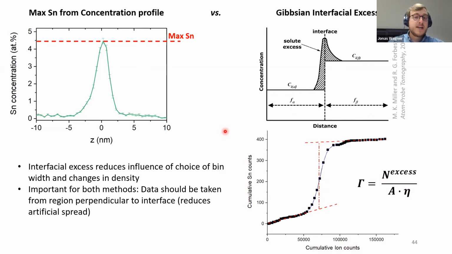But there's no perfect solution to it. Reducing such a complex data set to one number is always difficult. And you also should take into account that for both ways of looking at it, it is important that the region of interest, the region where you're extracting the data, should be perpendicular to the interface, so that the interface appears as sharp as possible in your data set.